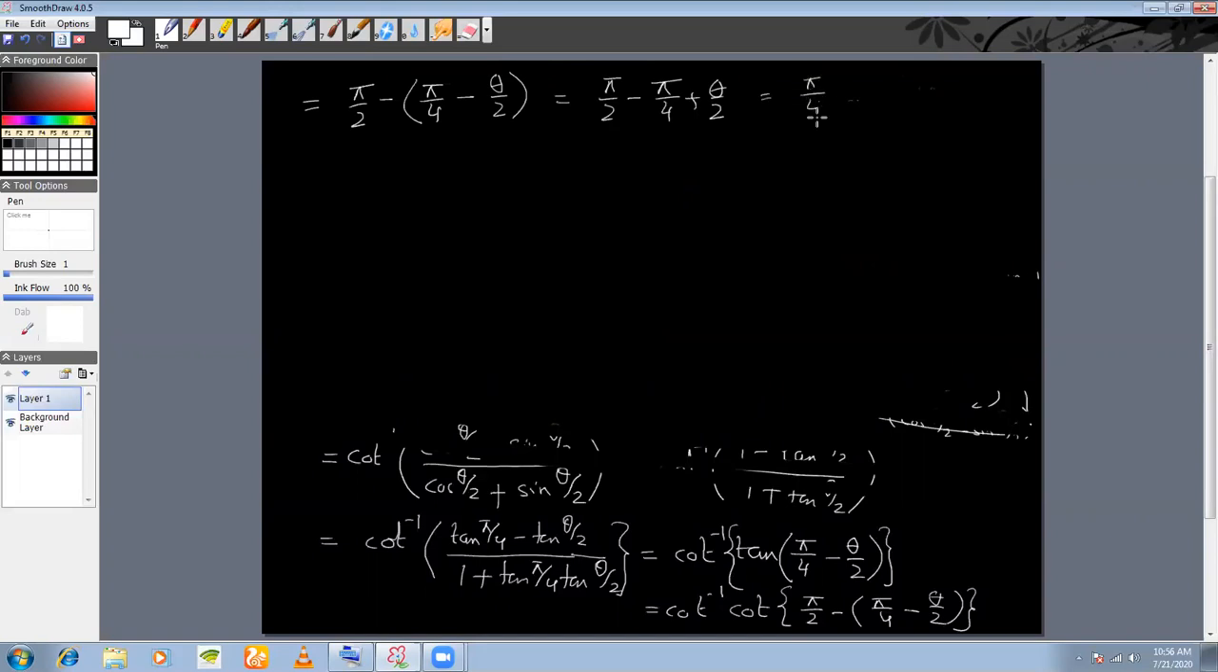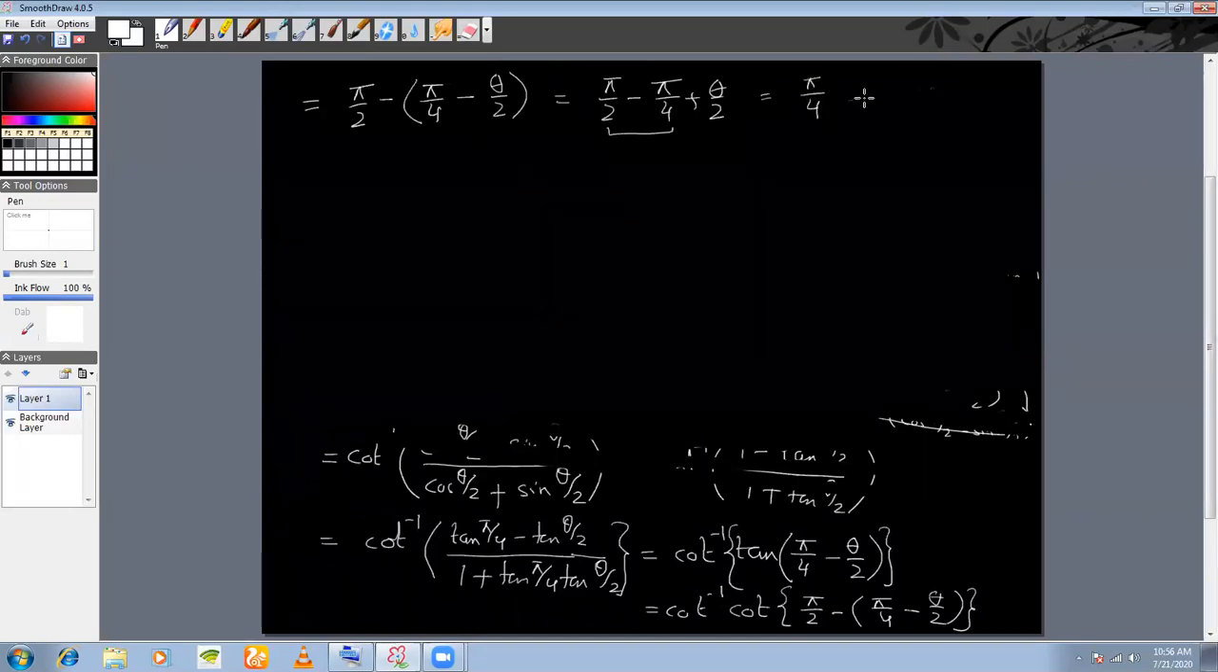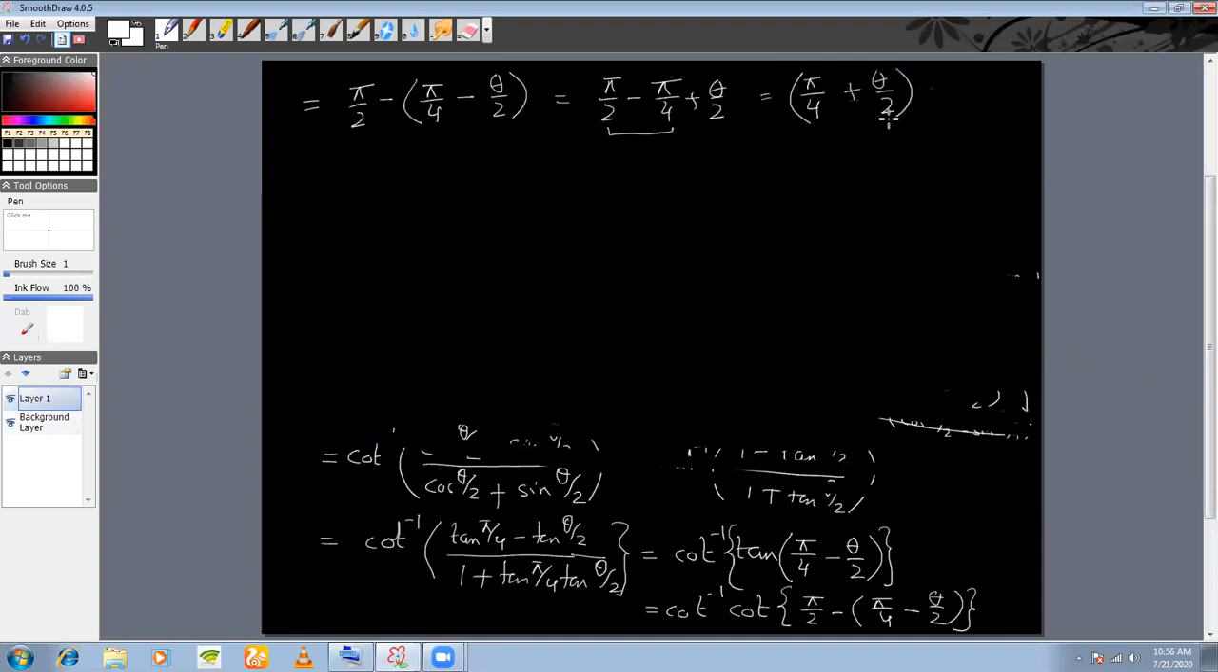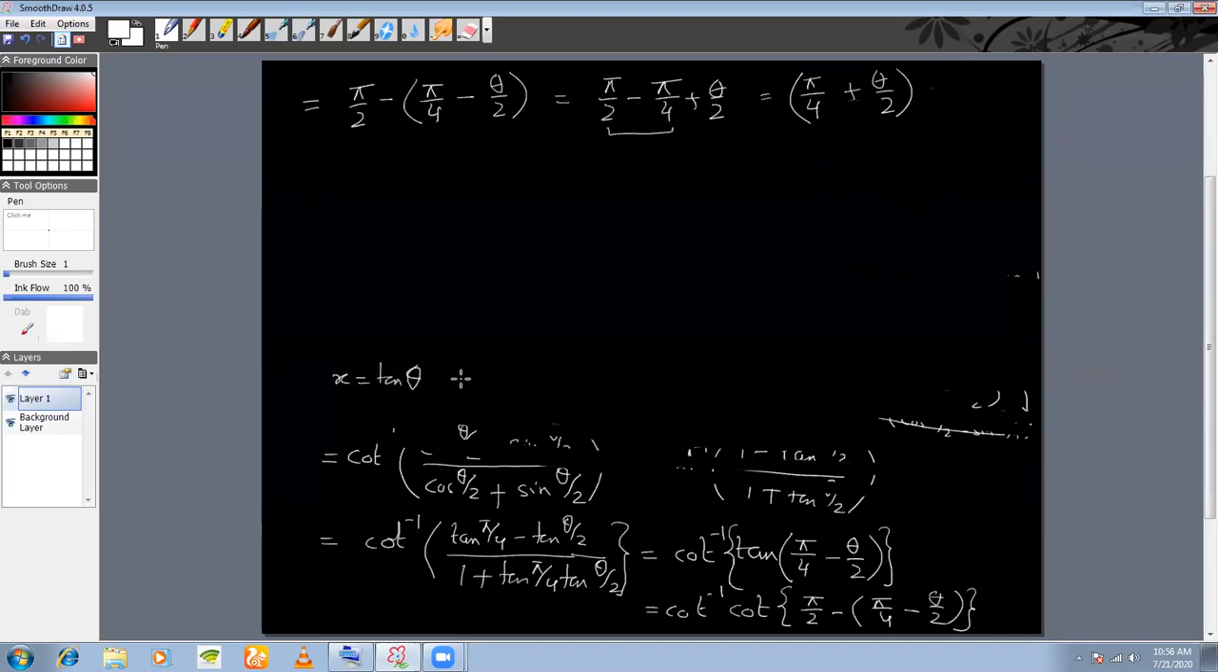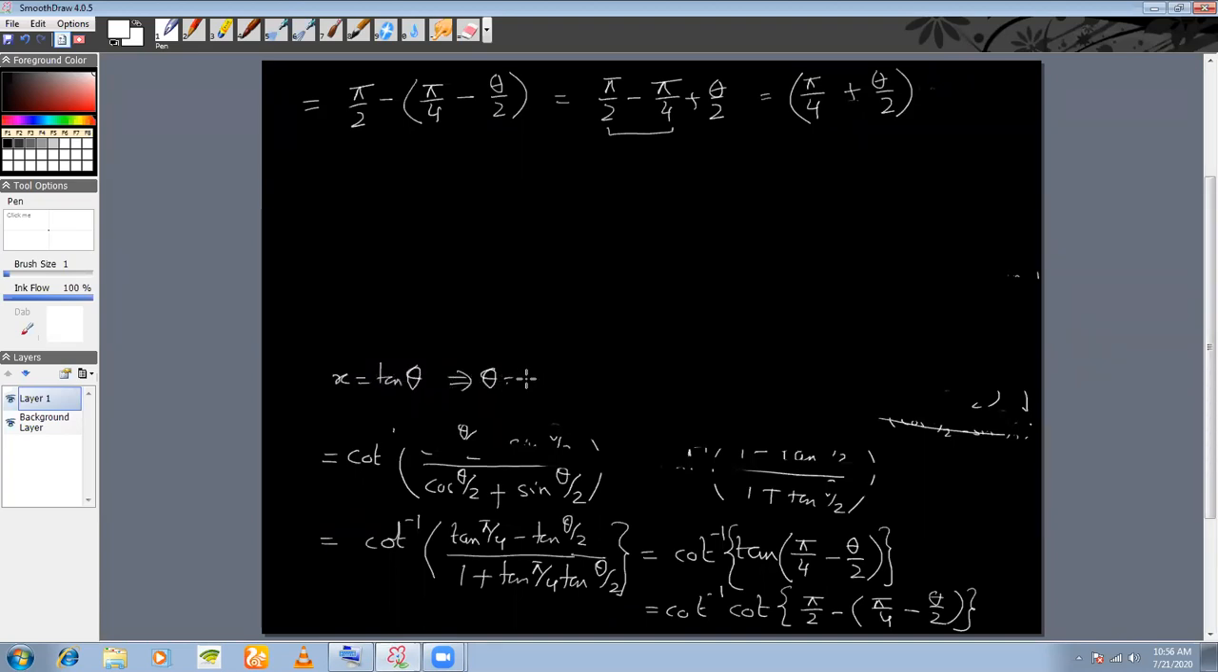You take the LCM of these two, and plus theta by 2. Now what was theta in our case? I substituted x is equal to tan theta, right? That means theta is equal to tan inverse x, isn't it? So we put back the value. Y is equal to pi by 4 plus half of theta, which is tan inverse x, therefore x.